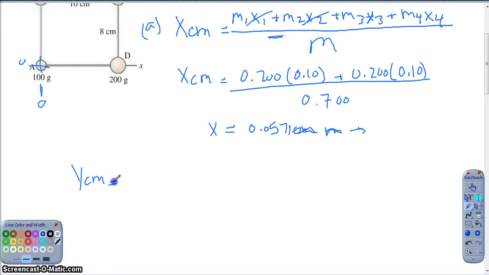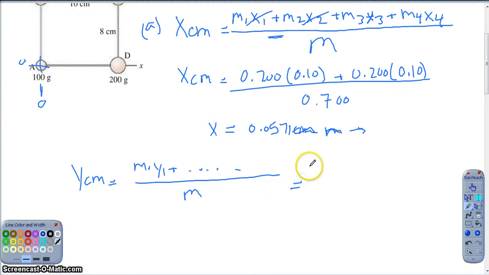You do the y position for the center of mass, m1 y1, m2 y2, and so on and so forth, right? And then divide by the total mass of the system. So we do the exact same thing for our y coordinates. Again, this time A and D would both be 0 in terms of their y coordinates. So you would end up with those two, which are only 8 centimeters above it.